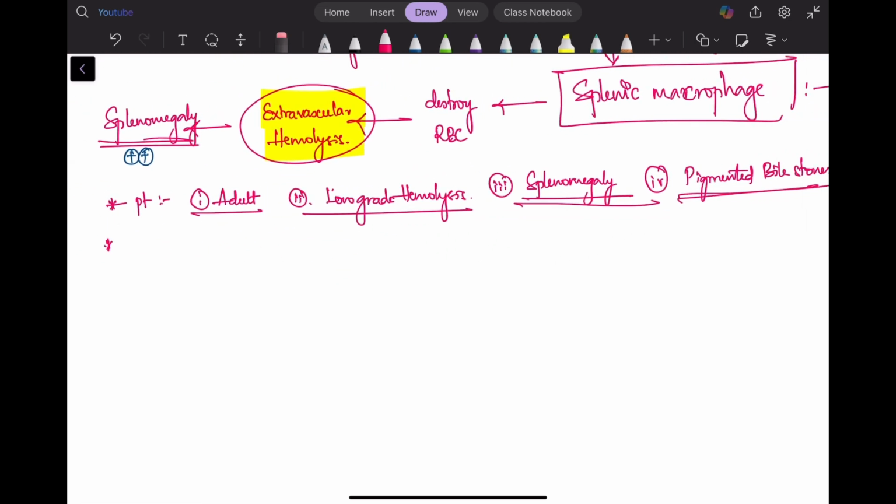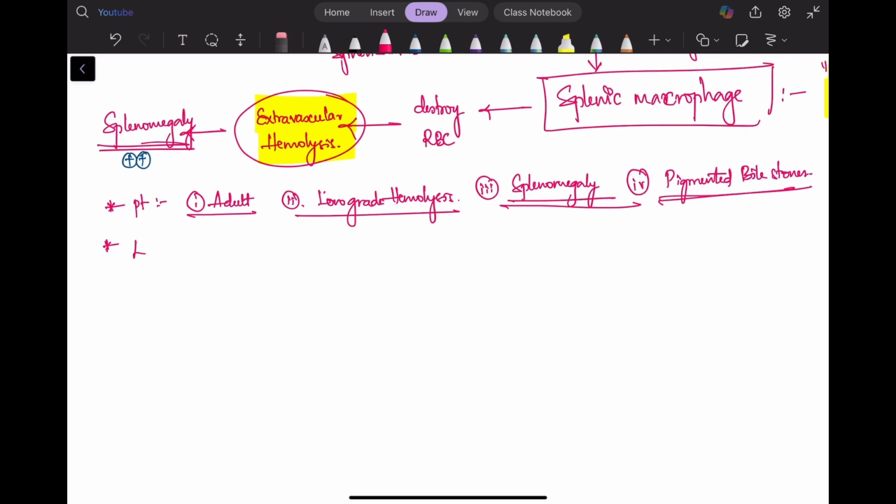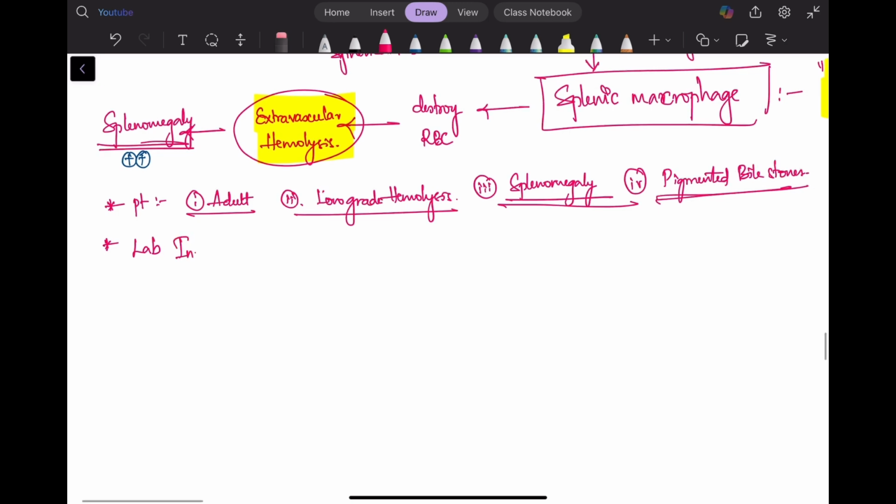Then someone comes to your OPD and you can't send him back. You can't say, okay, whatever happens is for the best, go live your life. You can't say like that. So you'll proceed with the lab investigation, right?